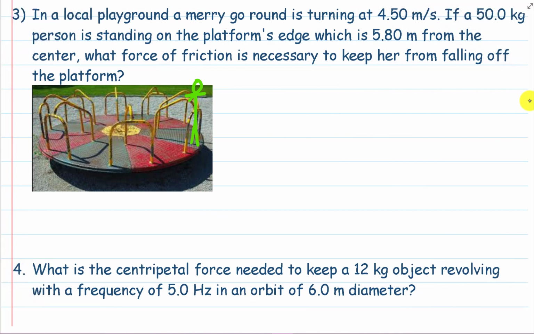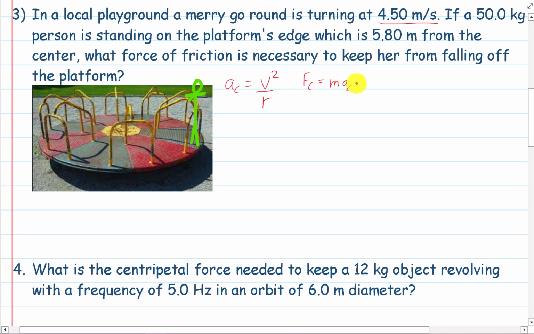We are going to have the speed here, so we're going to choose the acceleration. Centripetal acceleration is v squared over r, and therefore FC is going to be MAC, which is going to be mv squared over r in this case.